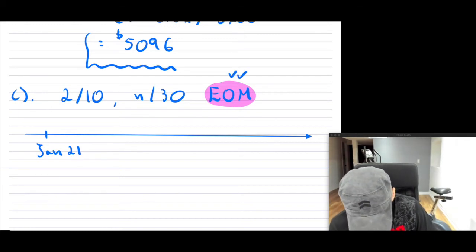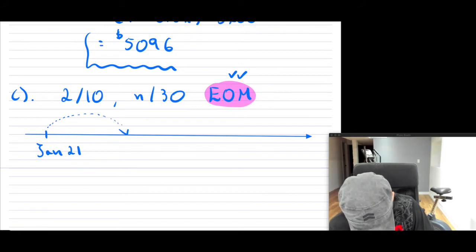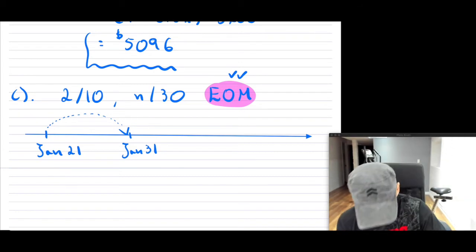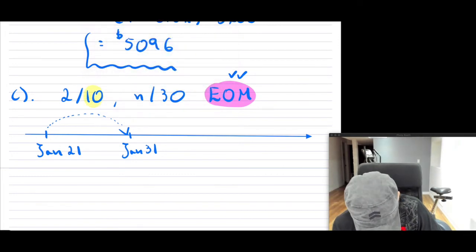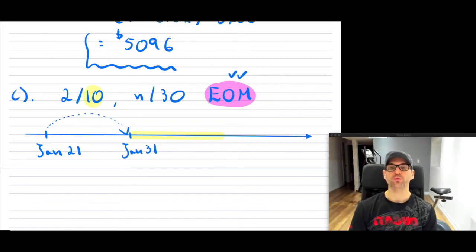Because of this EOM, this date gets shifted to the end of the month, which is January 31st. And that's when we begin counting. So we start counting from the end of the month. Now, our 10 days begins from here and not from the January 21st, because it's end of the month. So we shifted it over.